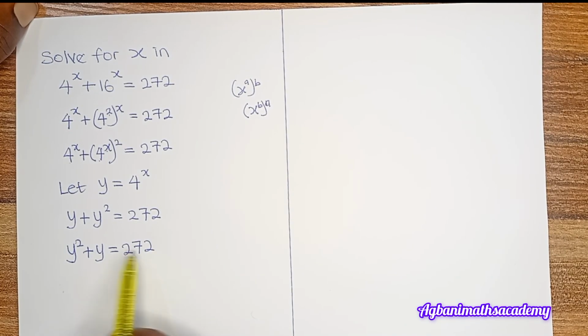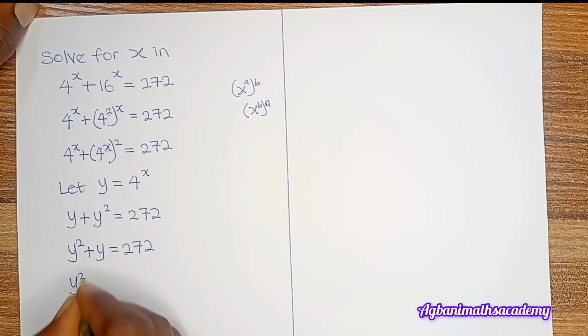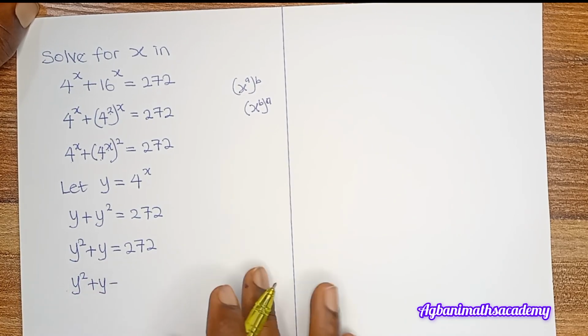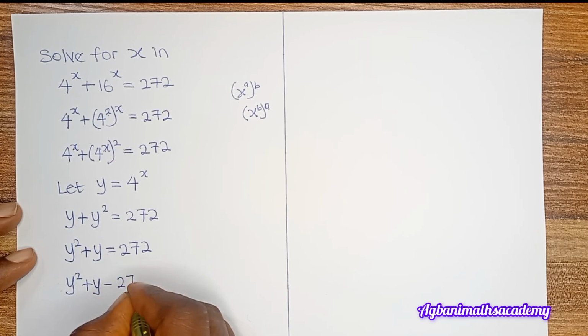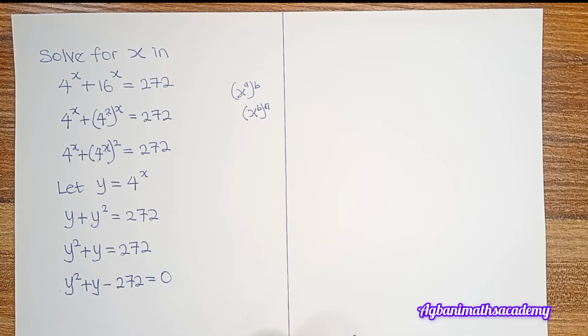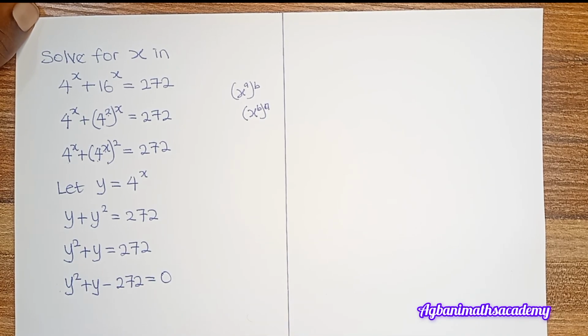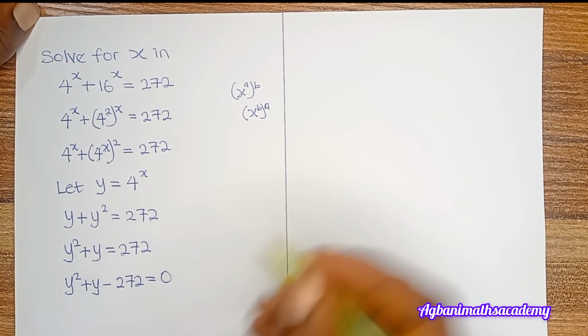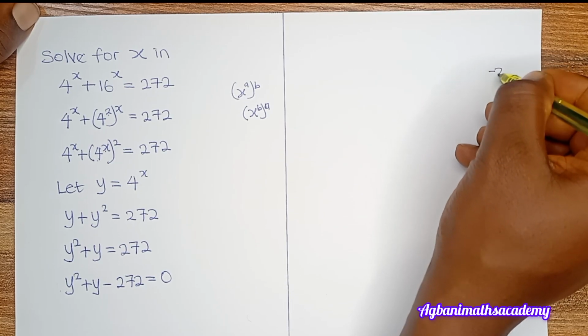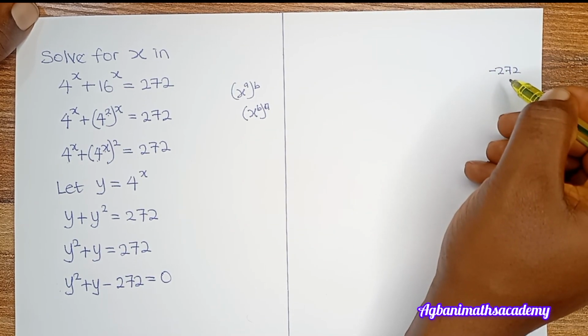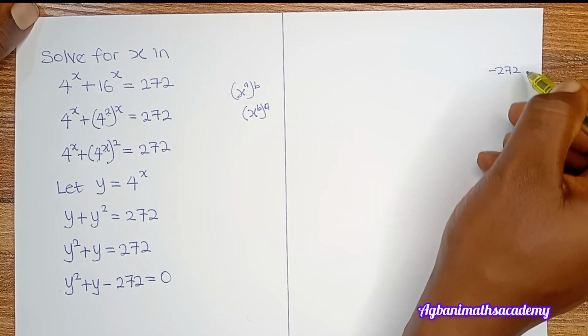Next, we are going to move 272 to the left. So we have y squared plus y minus, when 272 crosses over the equal to sign to change to minus, 272 is equal to 0. So now we have a quadratic equation that we can solve using either formula method, completing the square method, or factoring method. But let's use factoring method to solve this. So in order to do this, we are going to look for two numbers that will multiply themselves to give us minus 272. And then those two numbers will add themselves to give us 1.